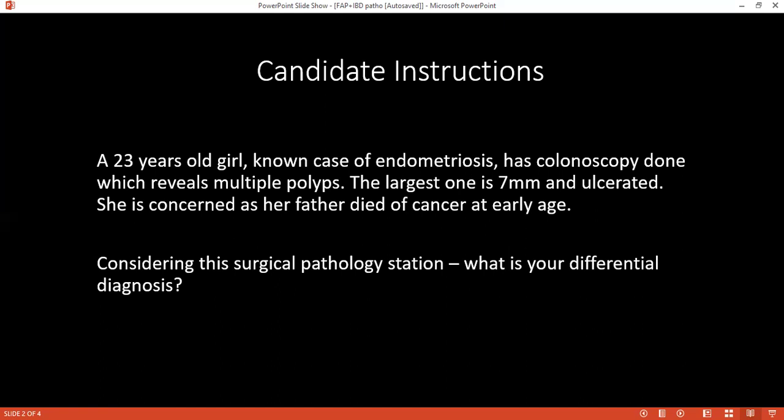So for her, though it is not very sure if it is FAP, but if it is FAP, she has multiple polyps. The largest one is 7 millimeter, ulcerated, and she has a positive family history. Father died of cancer at an early age, so we can offer her at 25 years of age pan-proctocolectomy and end ileostomy.